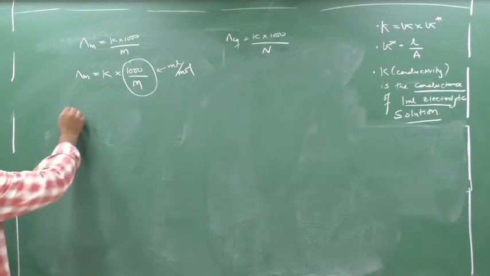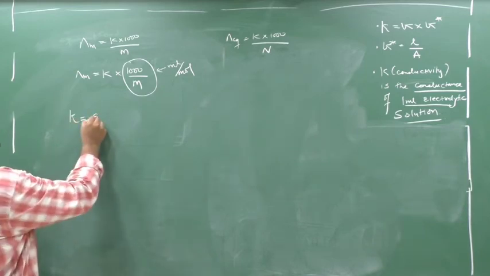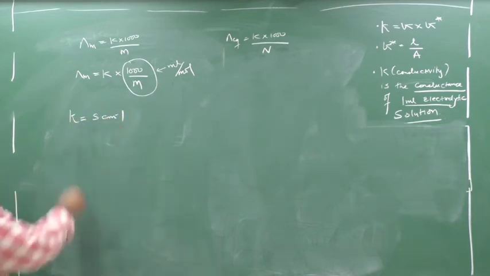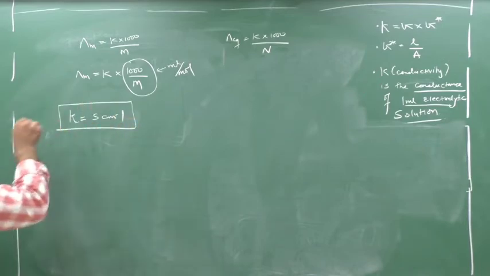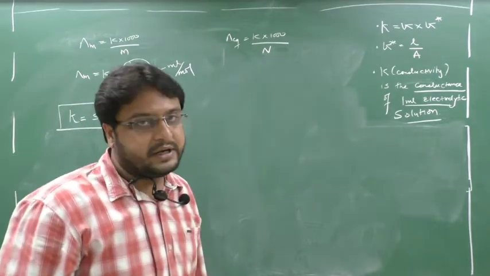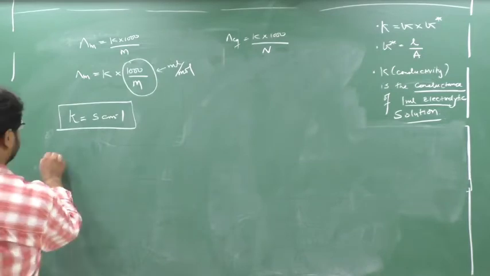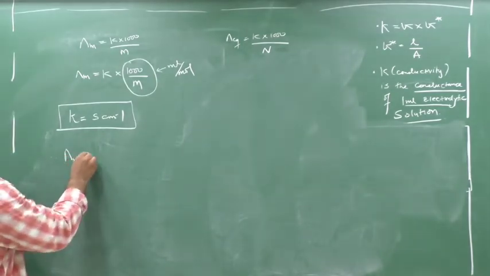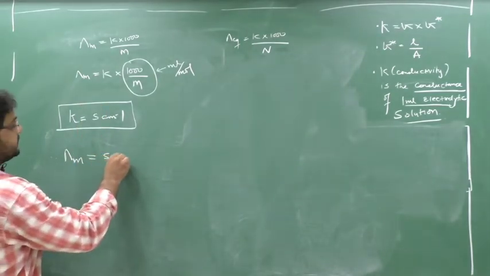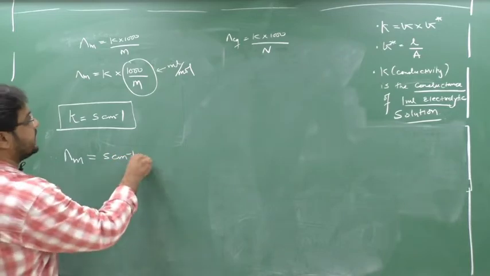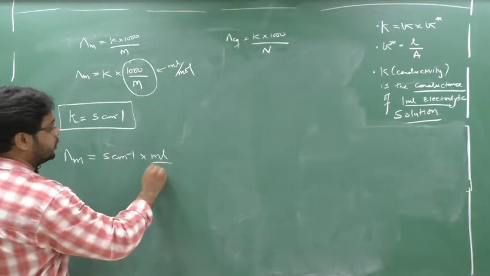Now k is kappa, and the kappa unit you can see in the previous video: it is Siemens per centimeter. Yes or no? So now what can be the lambda m unit? First kappa, which is Siemens per centimeter, and this unit is ml per mole.